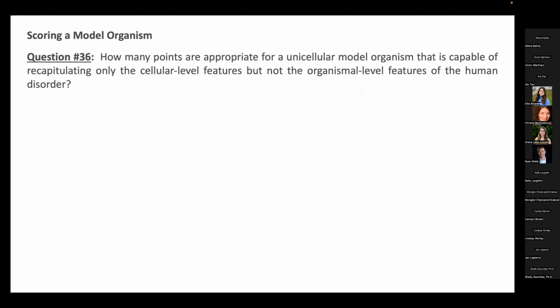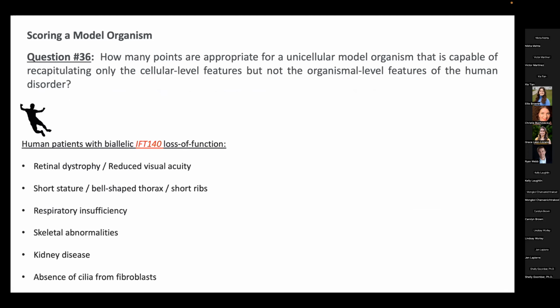Sounds good. The next one I wanted to get into a little bit was scoring a model organism. I think some of us don't know when a model organism deserves more points, less points.